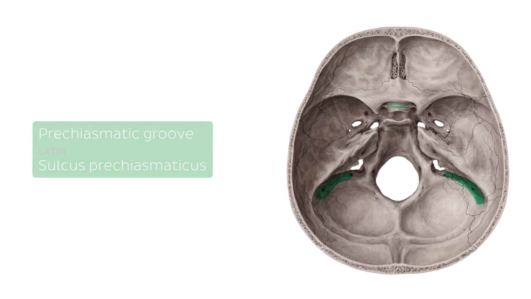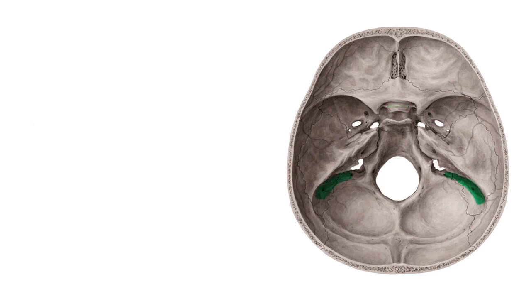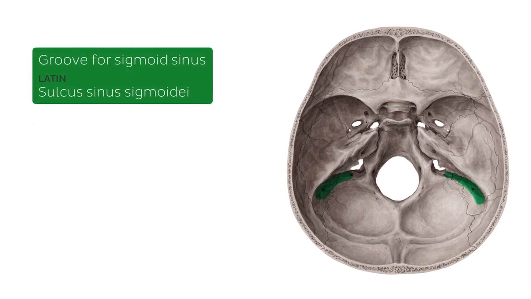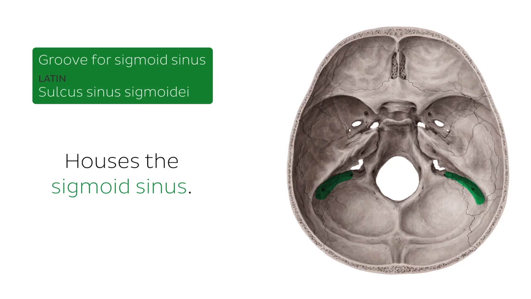Next structures that we're going to be highlighting here are known as the grooves for the sigmoid sinus. This groove, also known as the sigmoid sulcus, is located on the inner surface of the mastoid part of the temporal bone. It houses then the sigmoid sinus, a dural venous sinus.